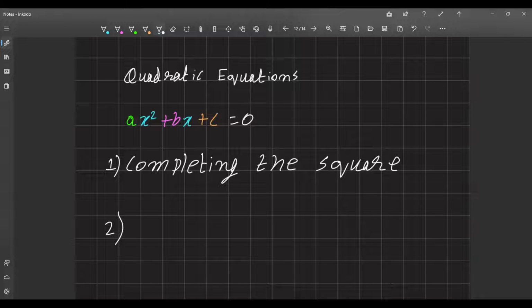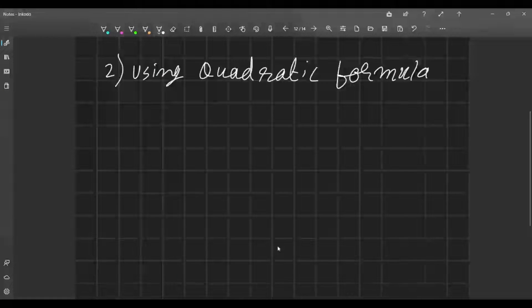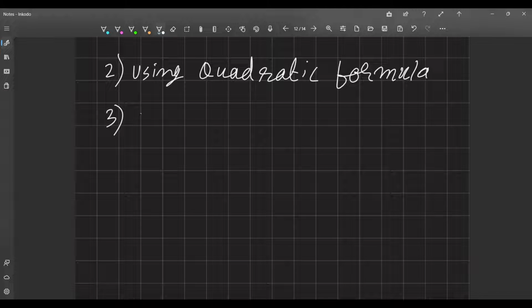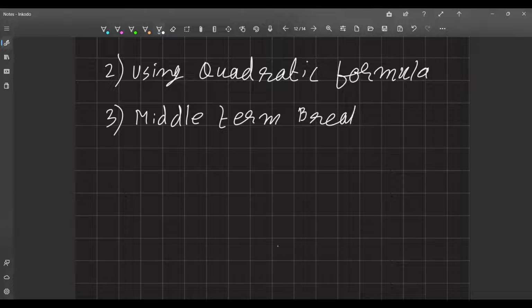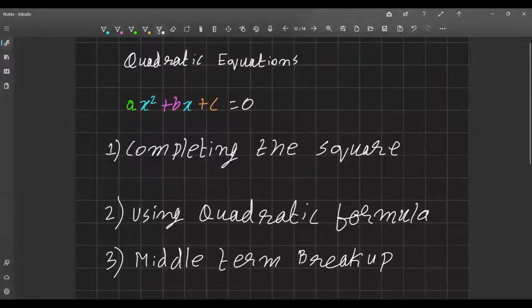The second method is called using the quadratic formula. And the third method that we have is called middle term breakup. These are the three methods that we have for solving a quadratic equation.